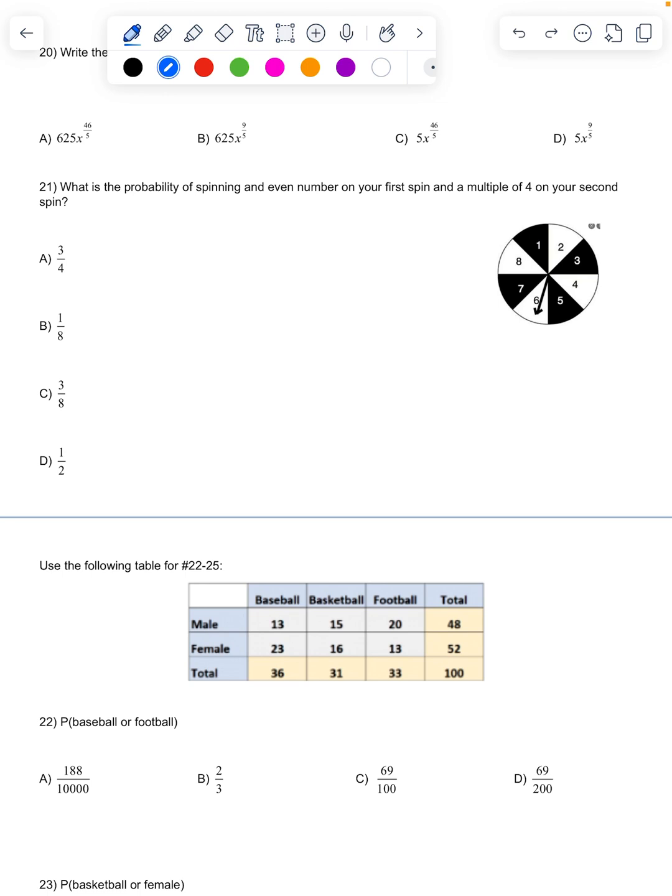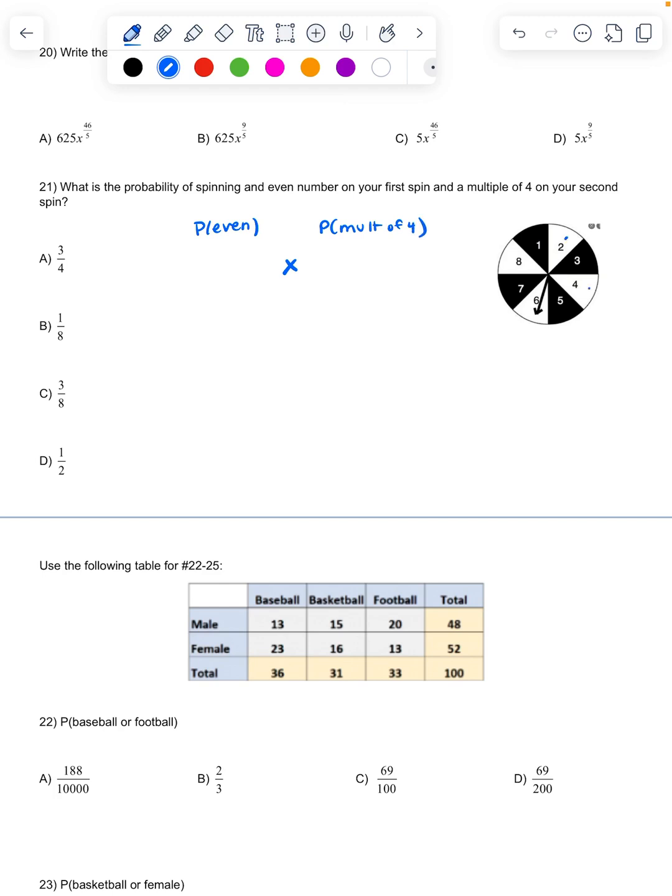Problem 21 says, what is the probability of spinning an even number on your first spin and a multiple of 4 on your second spin? So the fact that you're doing 2 spins means that this is an independent probability. And 2 events means multiply. So I'm going to find the probability of an even number, and I'm going to multiply it by the probability of a multiple of 4.